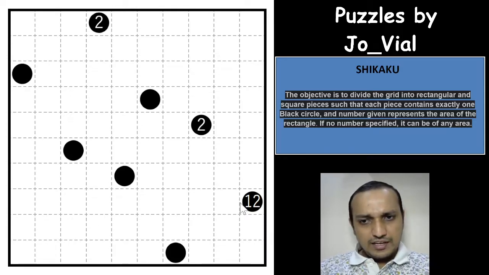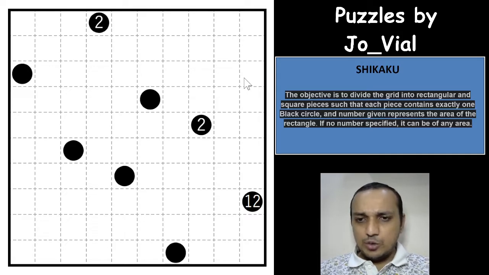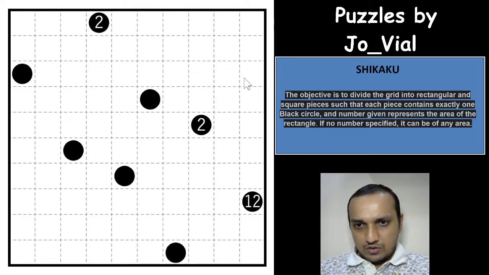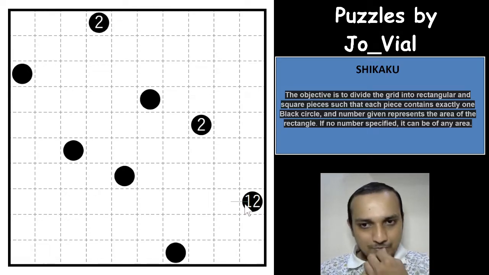So the first thing that I can notice here is this 12, as the grid is 10 by 10. This is a 10 by 10 grid. So of course it cannot be 1 into 12, it can be 2 into 6 or 3 into 4. In both the ways, this cell has to be part of the 12.